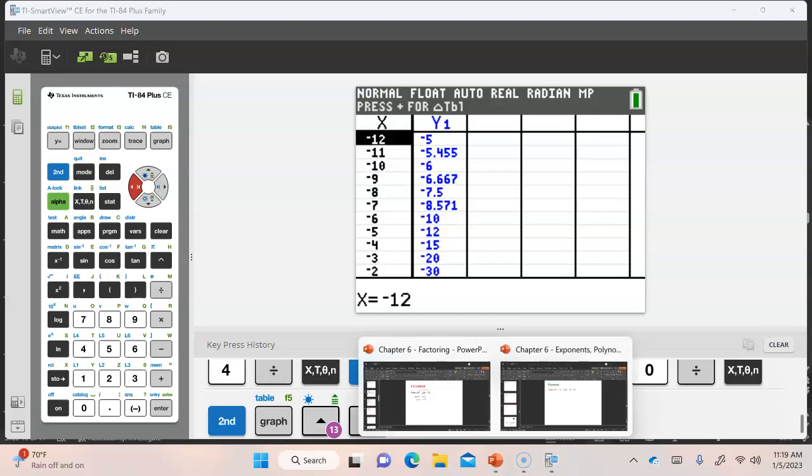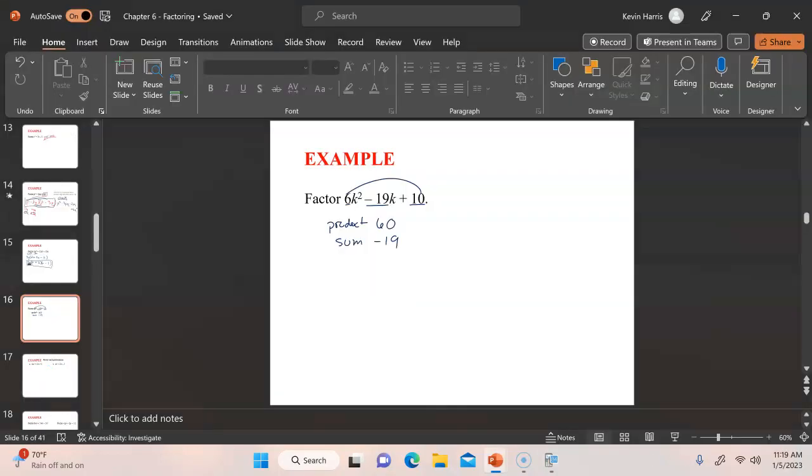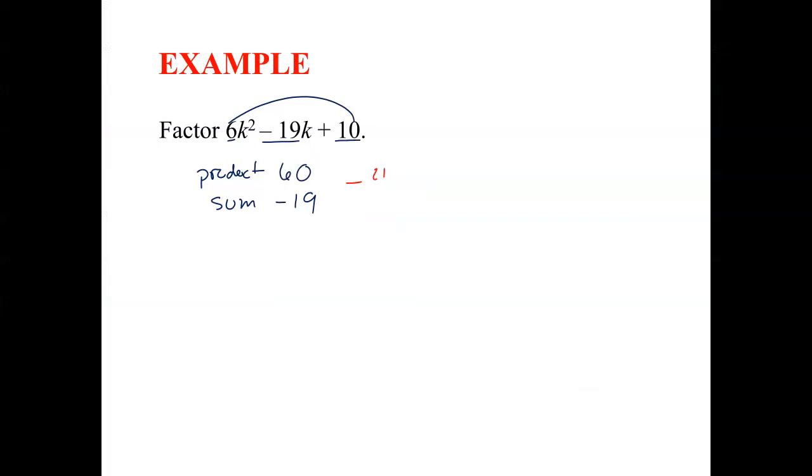So I know that my numbers are going to be negative 4 and negative 15. Thank you. All right? So here's what I'm going to do. I'm going to take negative 19k and split it into negative 4k and negative 15k, and rewrite my quadratic: minus 4k minus 15k plus 10. Now we're going to do factor by grouping.